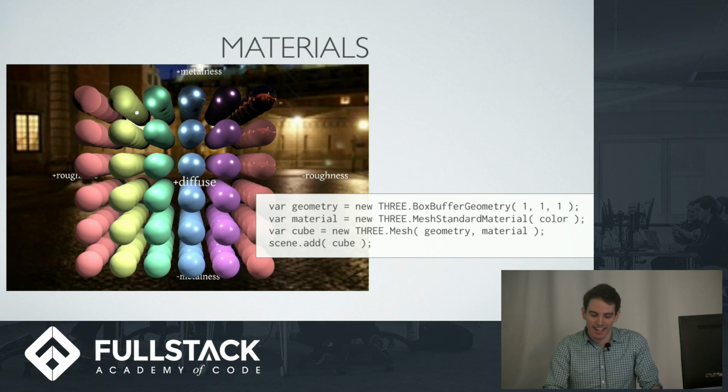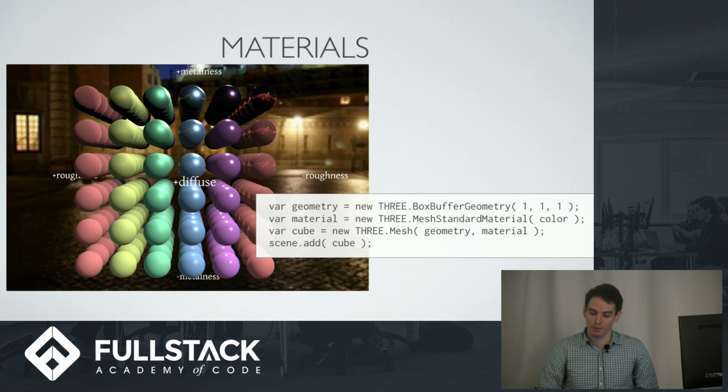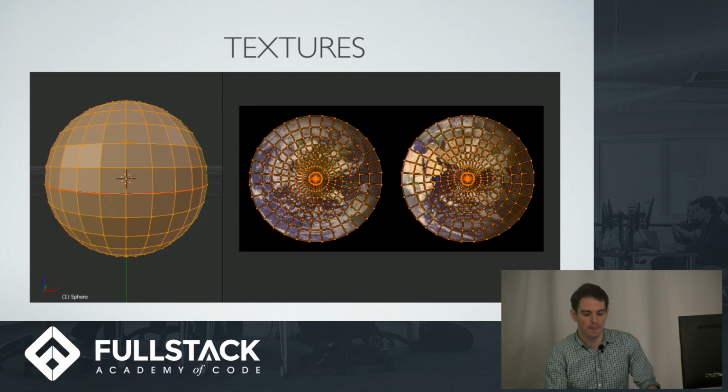But say instead of using just basic materials, we want to use an image to color our geometry. So separate from materials, but very closely related, are textures. To add a texture to each geometry, each thing must be given a second set of coordinates.